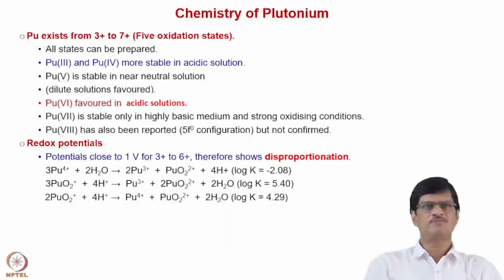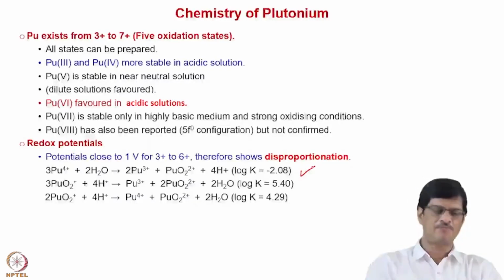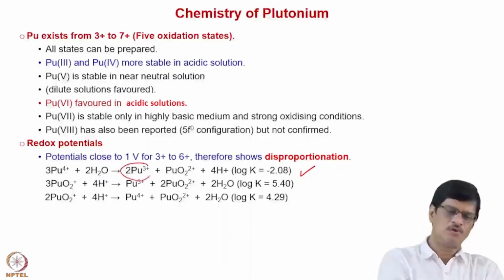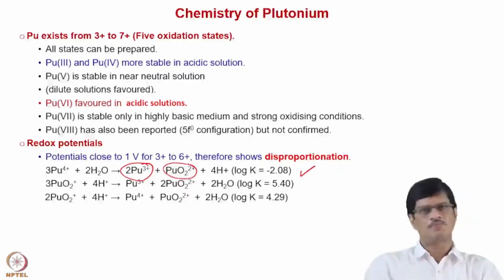Regarding redox potentials, plutonium potentials are close to 1 volt for all these oxidation states. This suggests that plutonium undergoes disproportionation. The reactions are given here. You can see that 3 plutonium 4+ ions undergo disproportionation, giving 2 plutonium 3+ ions and 1 plutonium 6, that is the PuO2 2+ ion, and this log K is minus 2.08.